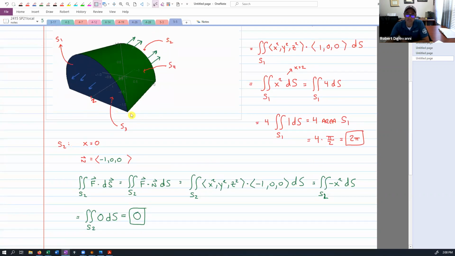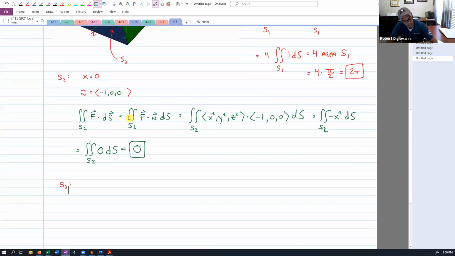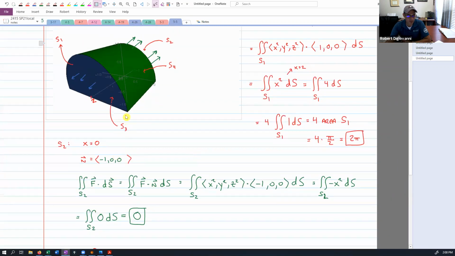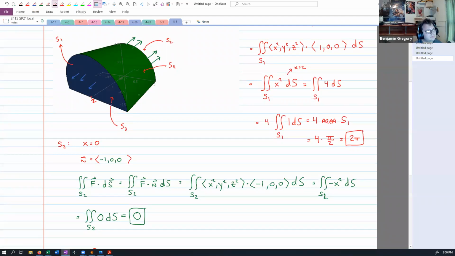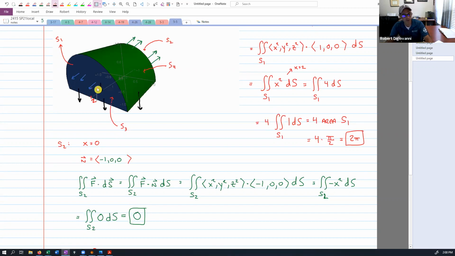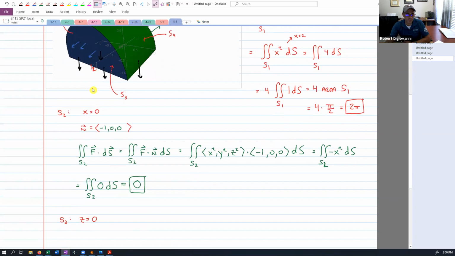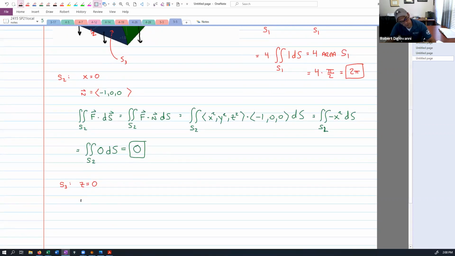S3 is the bottom, right? The ground, that's z equals 0. That's the plane on the bottom. Now, what about the normals for that one? Which way are they pointed? Straight down, right? The normals off this bottom are pointed straight down, off of that plane on the ground. And that's 0, 0, negative 1. So the normals are 0, 0, negative 1.